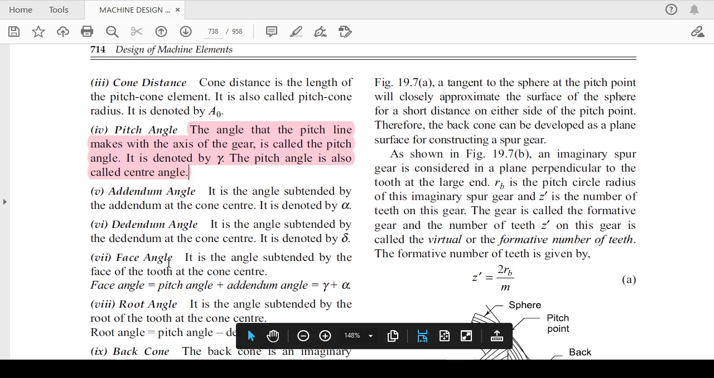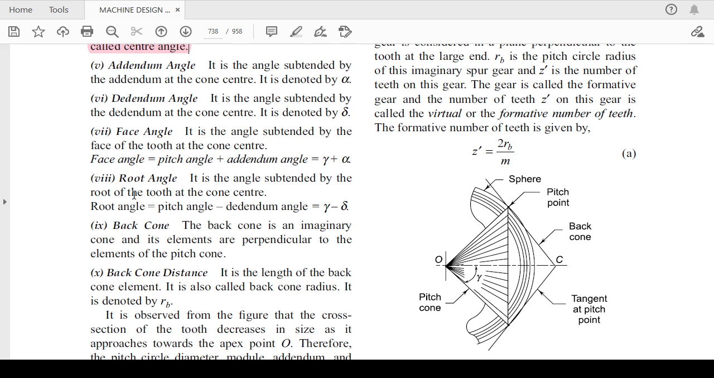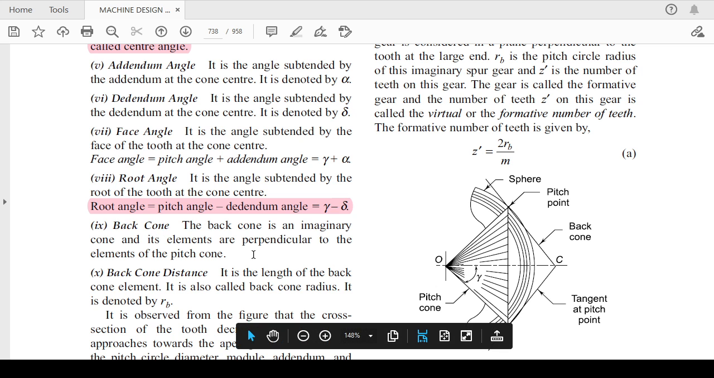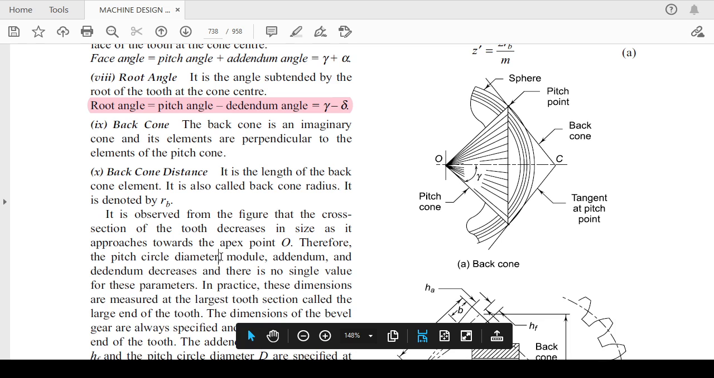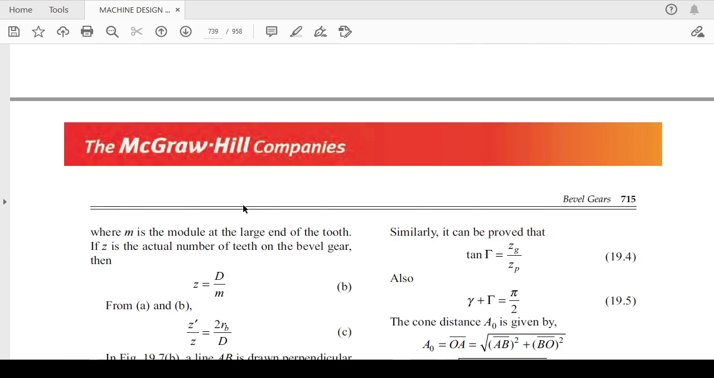Then addendum angle and dedendum angle, which you have already seen in previous gears. Root angle is the angle subtended by the root of the tooth at the cone center. You can also calculate the root angle as pitch angle minus dedendum angle. If you subtract the dedendum angle from the pitch angle, you will get the value of the root angle. Back cone is also an imaginary cone, and its elements are perpendicular to the elements of the pitch cone. Back cone distance you can calculate. So these are the nomenclatures which you have to go through.